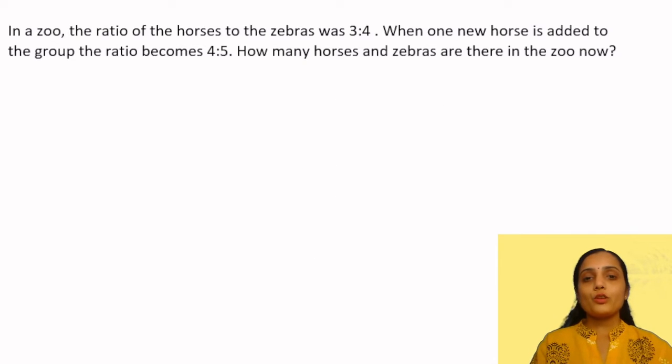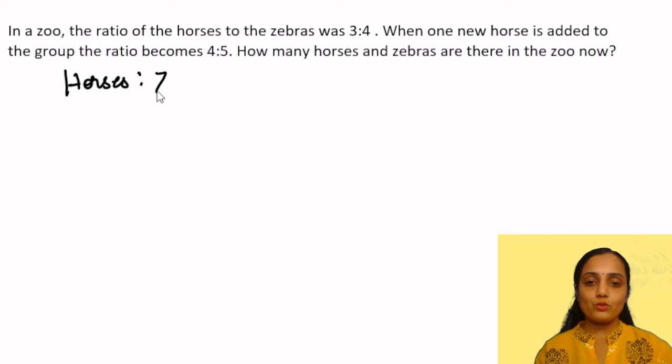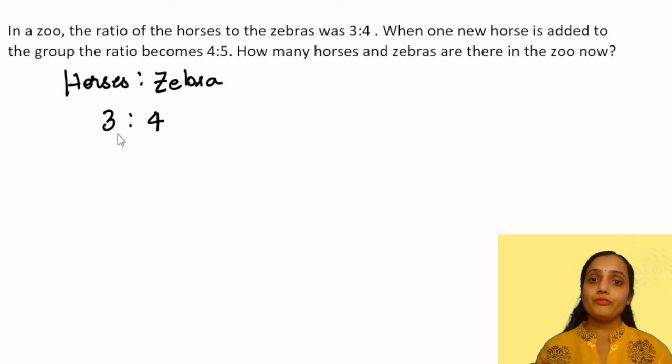Here is another question on proportions. Now this is a little trick question, and I promise you if you understand this question, the proportions chapter becomes really easy. So the question says, in a zoo, the ratio of horses to zebras is 3:4. When one horse is added, the ratio now changes and becomes 4:5.